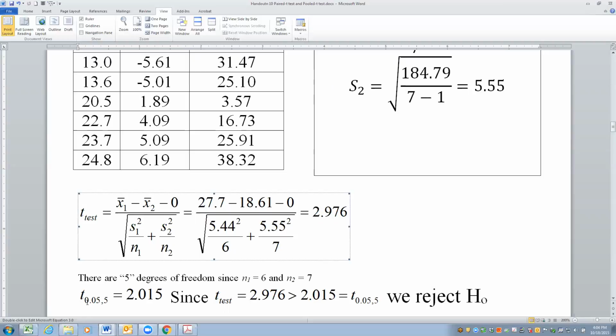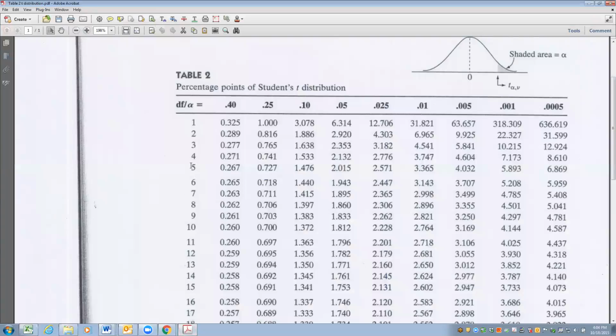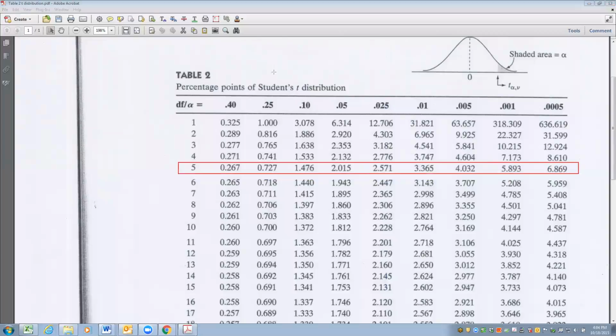And I was at the 5% level. So I'll go to my t-table. I'll go to the 5 row, and the 0.05 column, because this was a one-sided test. And I see a value of 2.015.